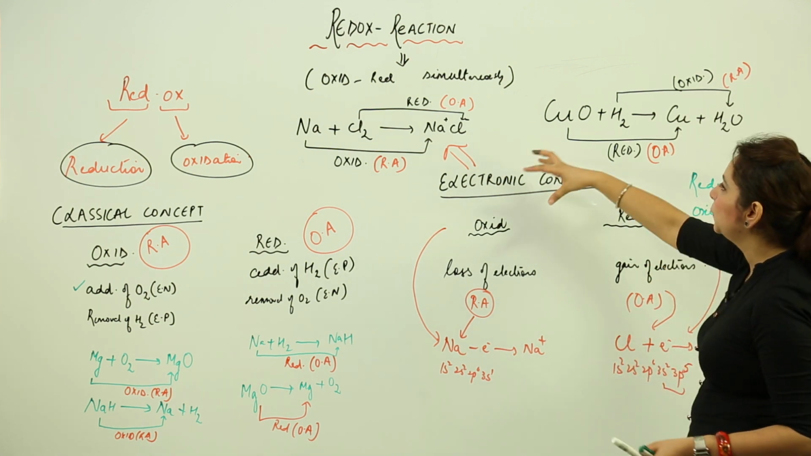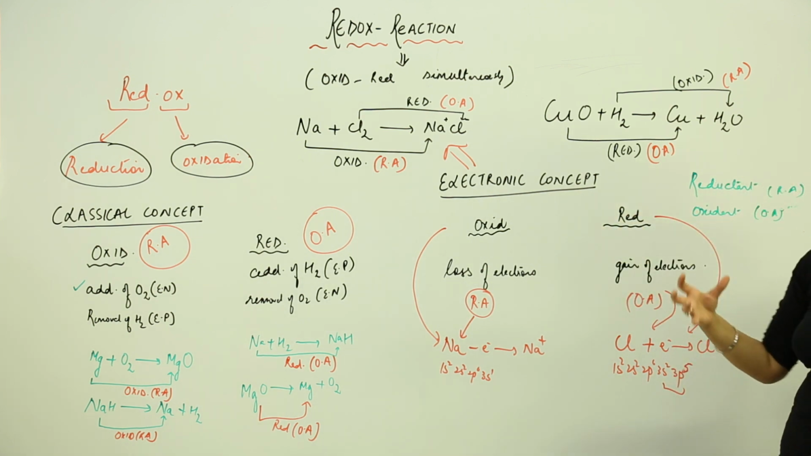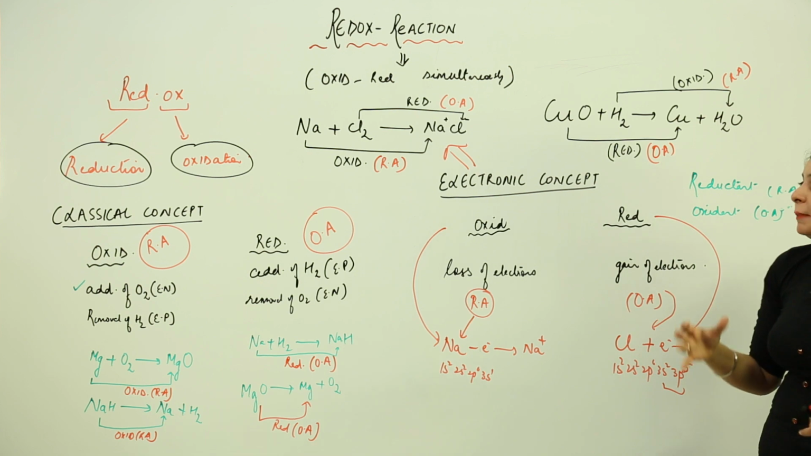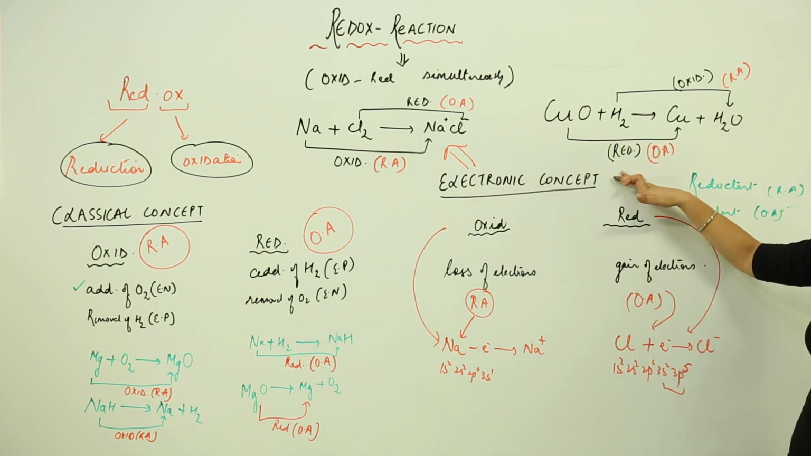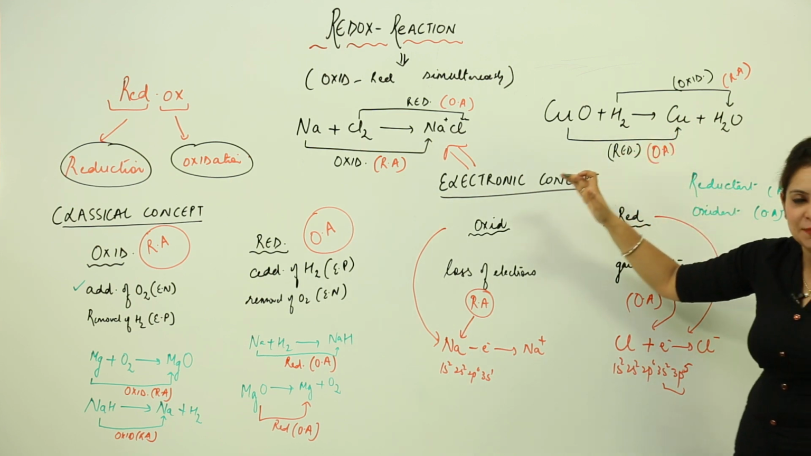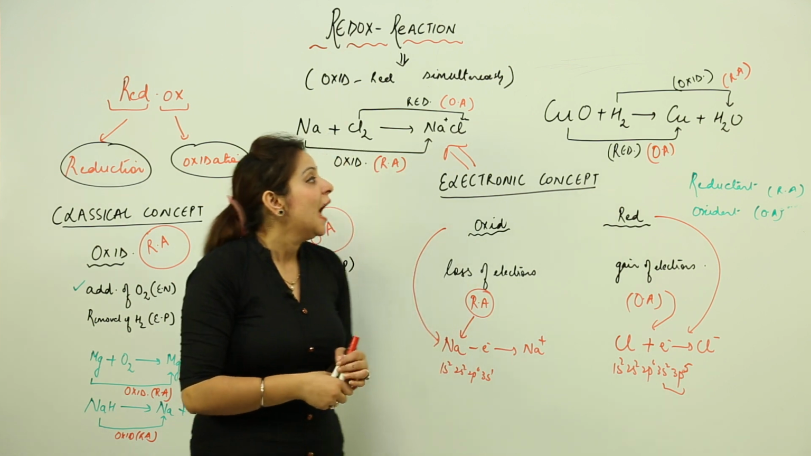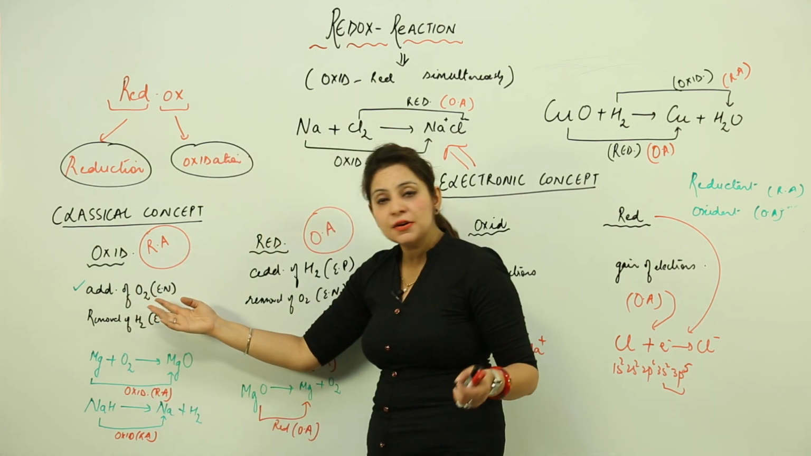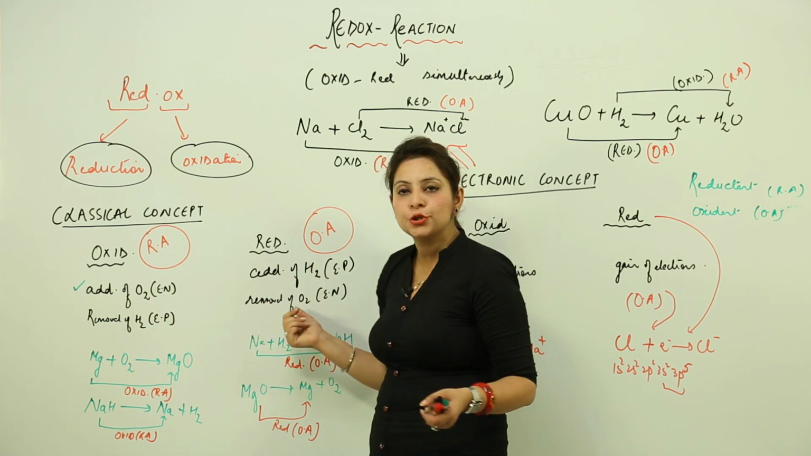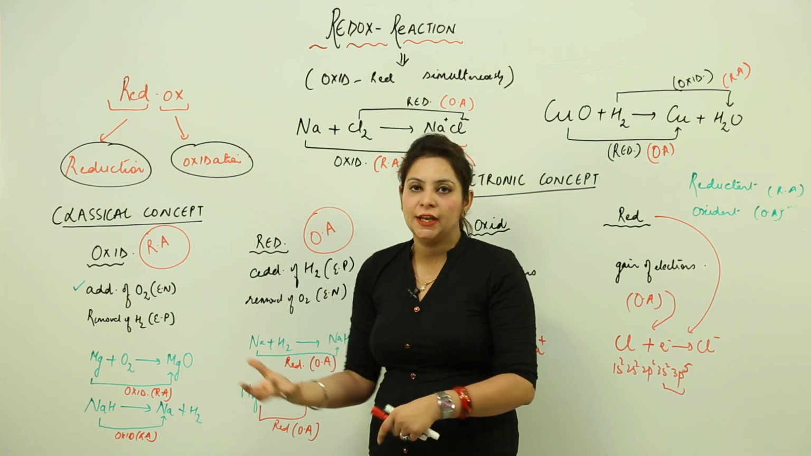So that means both these reactions are actually redox reactions because they involve oxidation as well as reduction, but here it is based on the electronic concept and here it is based on the classical concept, that is the addition of an electropositive or an electronegative element. As I took an example of hydrogen and oxygen, we generally use O2 and H2, but likewise you can also use an electropositive element and an electronegative element.